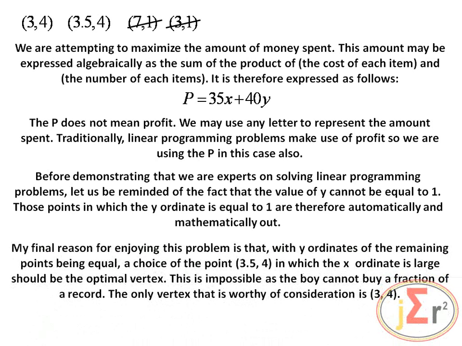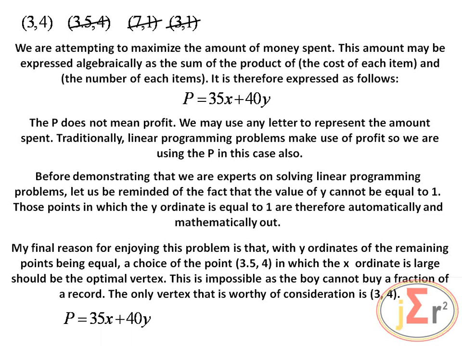My final reason for enjoying this problem is that with y ordinates of the remaining points being equal, a choice of the point 3.5, 4, in which the x ordinate is larger, should be the optimal vertex. This is impossible as the boy cannot buy a fraction of a record. The only vertex that is worthy of consideration is therefore 3, 4. No fraction of a record or tape. Therefore, 3, 4 is our only consideration.